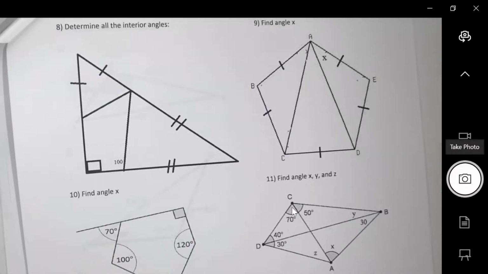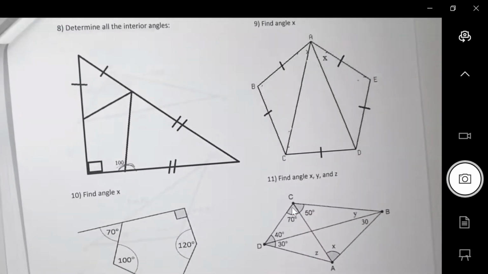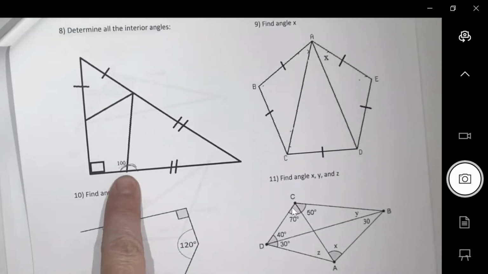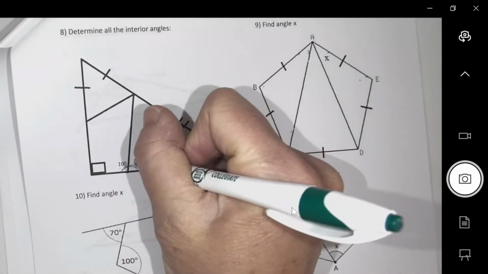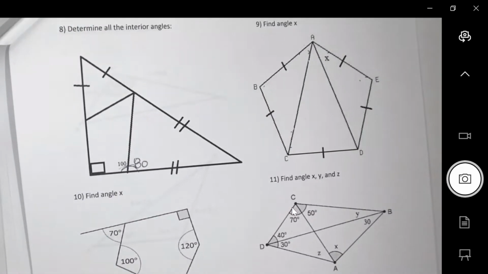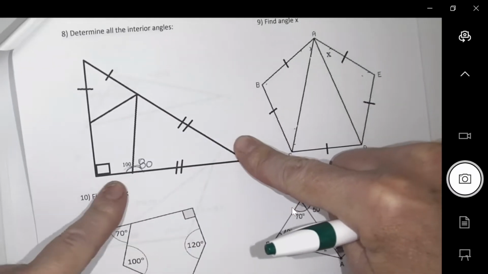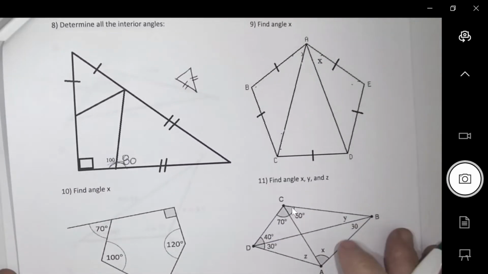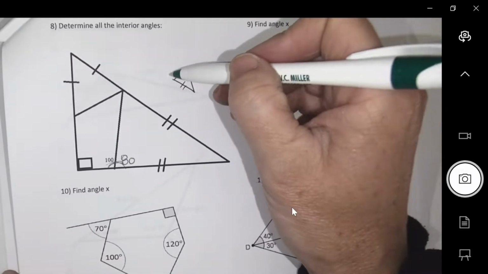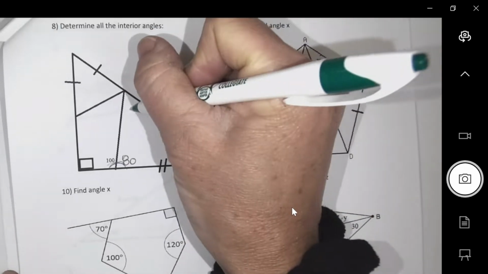Okay, so on this triangle, I would start right here. I know the angle beside 100 because that has to make 180 together. So 80 is right there. Now, these tick marks here mean this and this side are the same. So if those two sides are the same, then I know those two angles are the same. So if that's 80, that's 80.